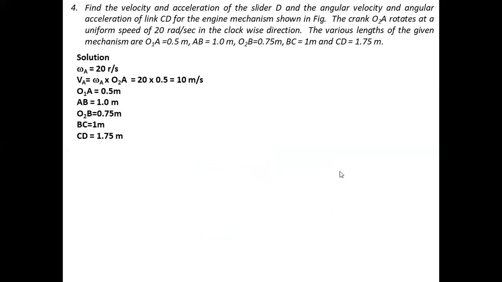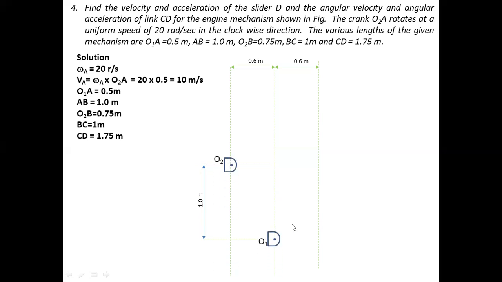Now, initially we have to locate fixed points O1 and O2. So first we'll draw two parallel lines, 0.6 meter apart, and we will locate the orientation of O1 and O2. Horizontally it is 0.6 meter and vertically it is 1 meter away with respect to the O1 point. So we locate O1 and O2. These are the fixed points. Then we locate the crank O1A. The value of O1A is 0.5 meter, so you can take a scale of 1 centimeter equal to 0.1 meter, and this line will be 5 centimeter.